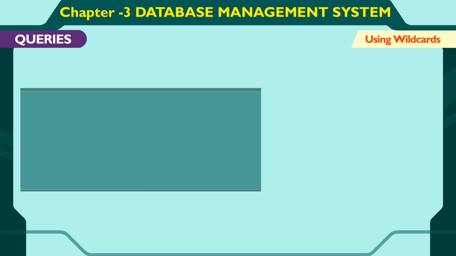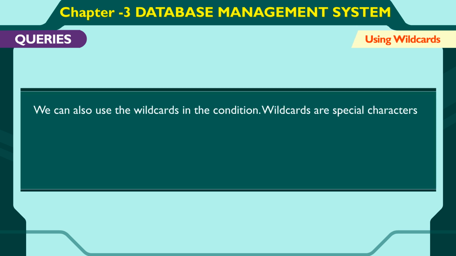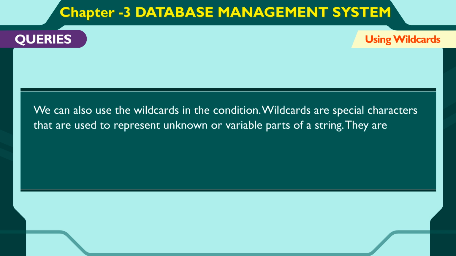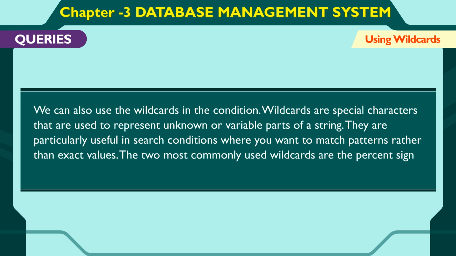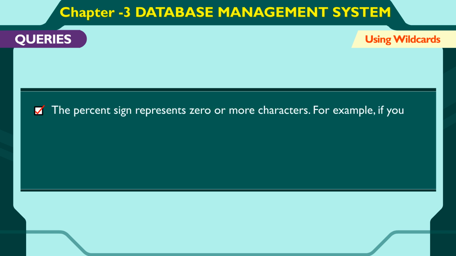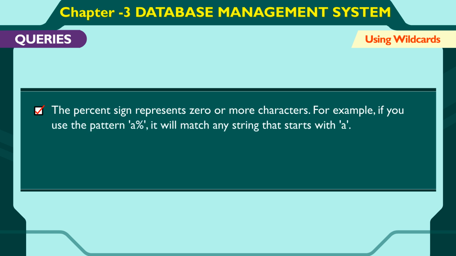Using wildcards. We can also use wildcards in the condition. Wildcards are special characters that are used to represent unknown or variable parts of a string. They are particularly useful in search conditions where you want to match patterns rather than exact values. The two most commonly used wildcards are the % and underscore. The % represents 0 or more characters. For example, if you use the pattern A%, it will match any string that starts with A.